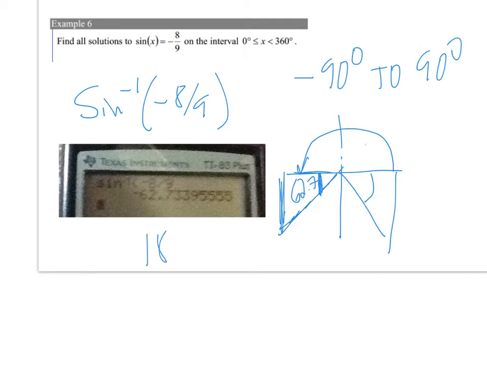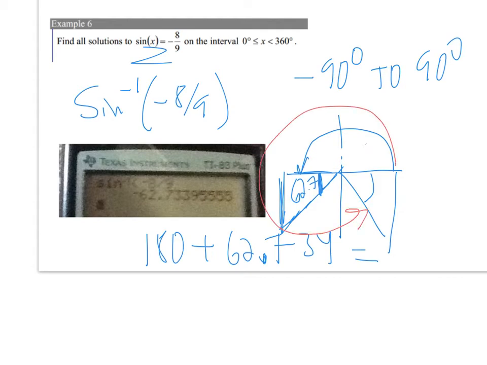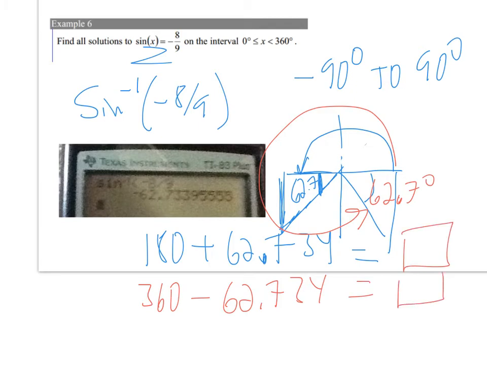So what's 180 plus 62.7? How many decimal places do we want? 3, 4. So that would be one solution to this equation, and the other one is going to be this one here. Let me change ink. That's just going to be another 62.7 degree angle. So 360 minus 62.734 would be my other solution. And those are the only two in that range, 0 to 360.